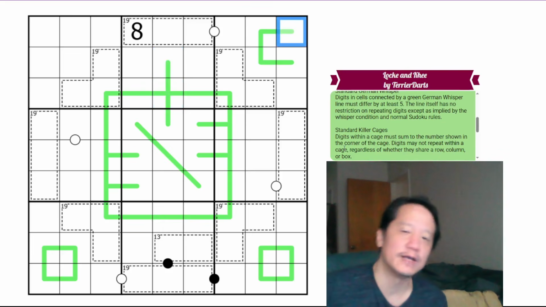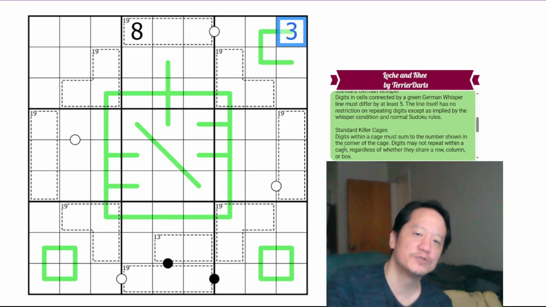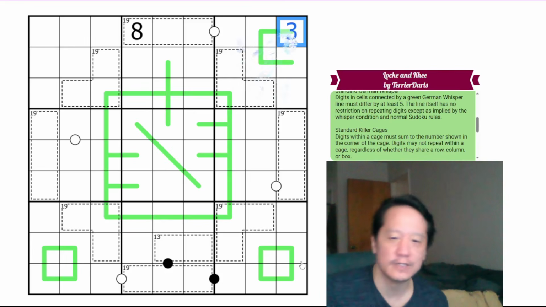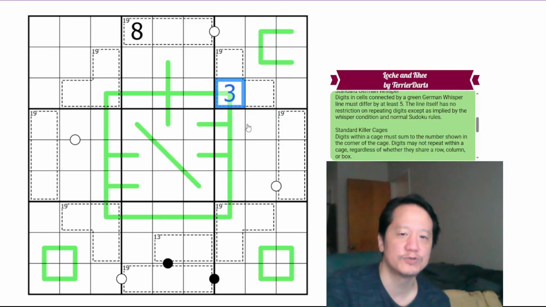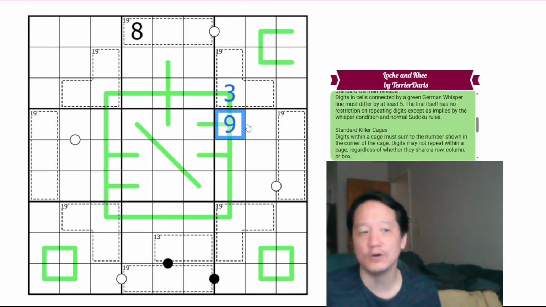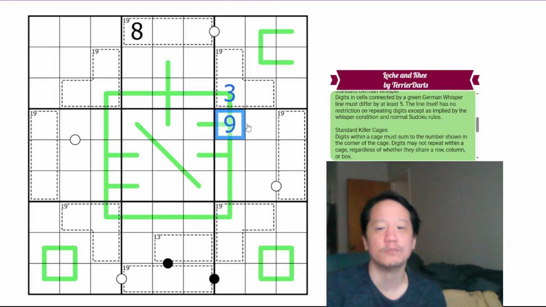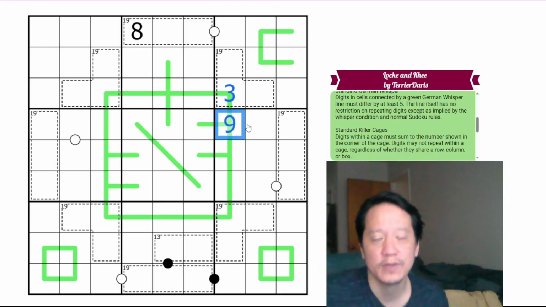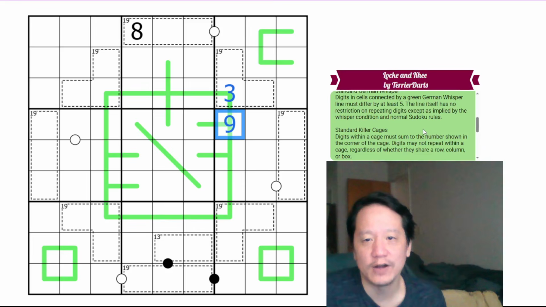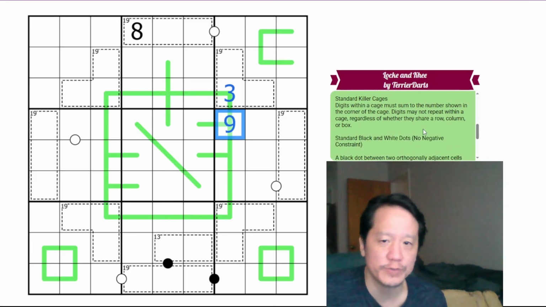So as an example, say this was a 3. Well, actually, let's make this a 3. If this were a 3, this digit would have to be 8 or 9 because those are the only digits which are 5 or more away from 3. And that's an example of how whisper 5 / German whisper lines work.